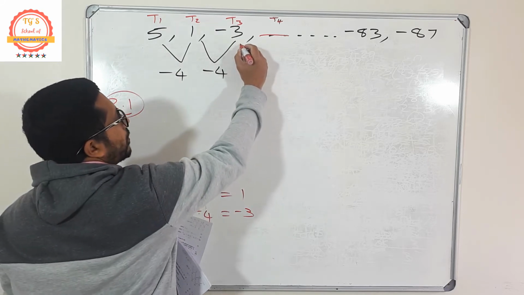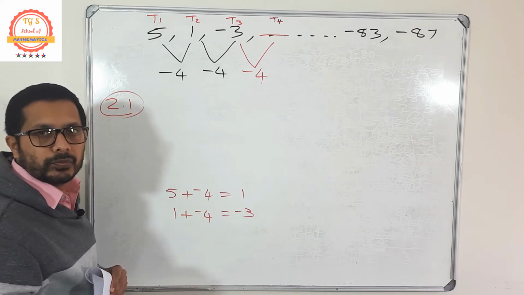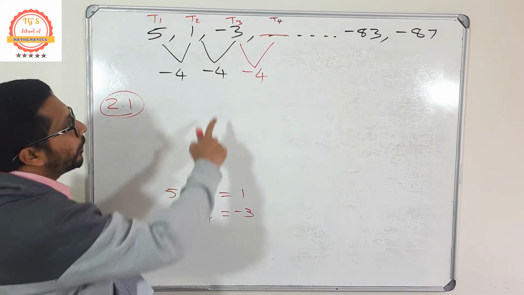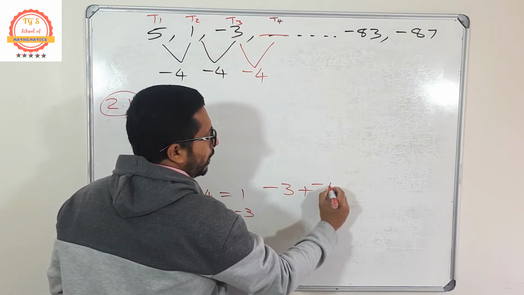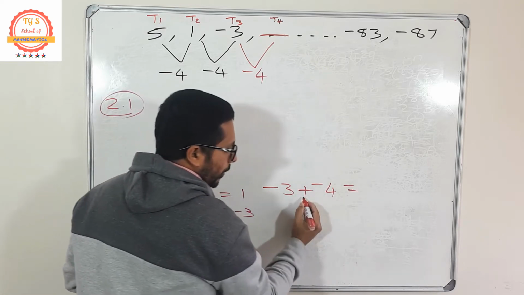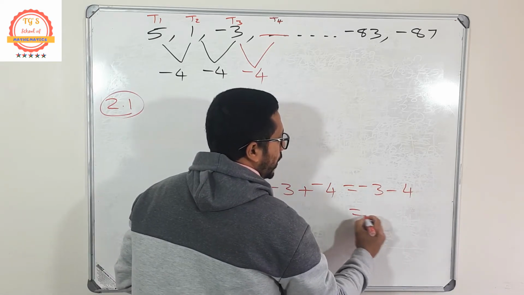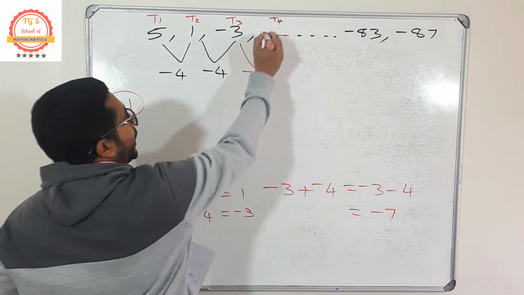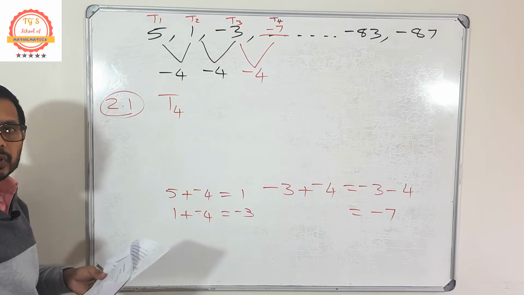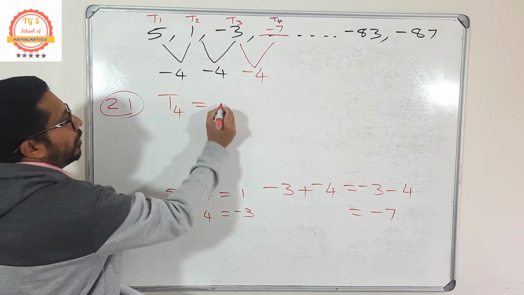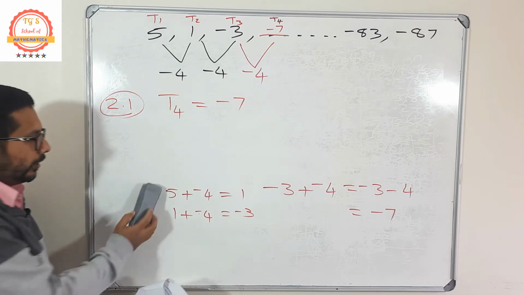So how can you find the fourth term? Here also the difference is supposed to be minus 4 because it is an arithmetic sequence. There you have to be careful. Minus 3 plus minus 4, plus minus is minus, so minus 3 minus 4. The answer is minus 7. So T4, which stands for the fourth term, is equal to minus 7. That's the answer. Let's go to the next question.